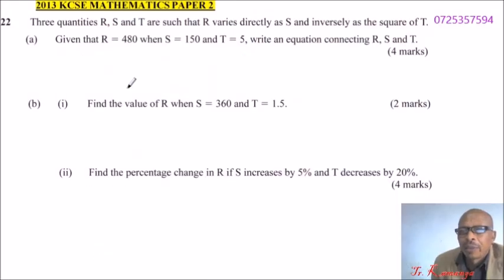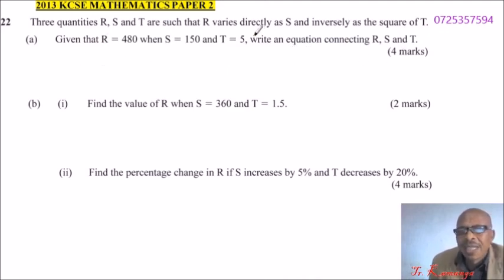This is question number 22, 2013 KCSE Mathematics Paper 2, and we are told 3 quantities R, S, and T are such that R varies directly as S and inversely as the square of T. Given that, part A, R is equals to 480 when S is equals to 150 and T is equals to 5, write an equation connecting R, S, and T.